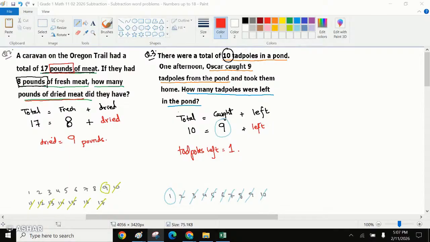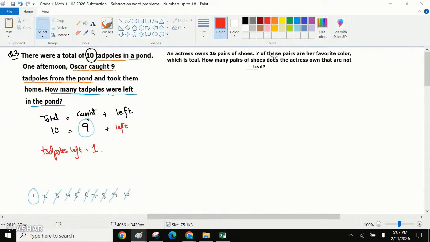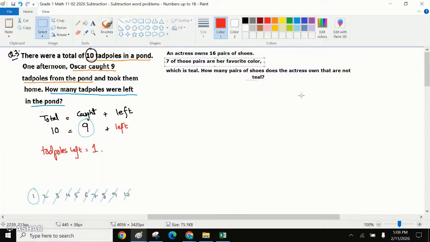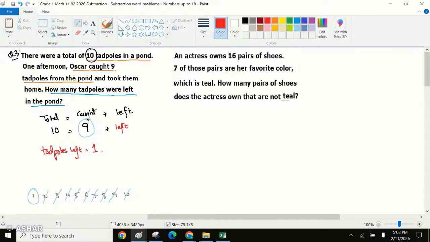An actress owns 16 pairs of shoes. Let's realign. Out of the 16, 7 of those pairs are her favorite color. And what do we need to find? Teal is a color. It's like bluish green.